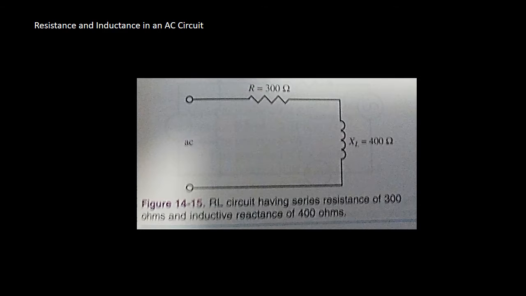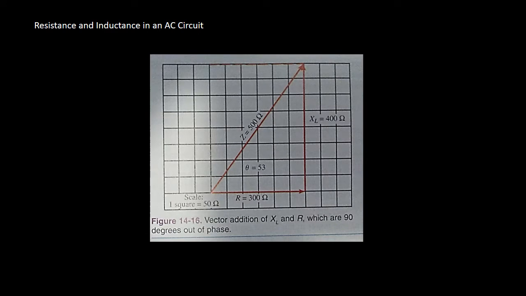For that, refer to figure 14-16. To find the final opposition, the combination of resistance and reactance, add the vectors of the two forces, as you see on the screen in figure 14-16: vector addition of XL and R, which are 90 degrees out of phase.